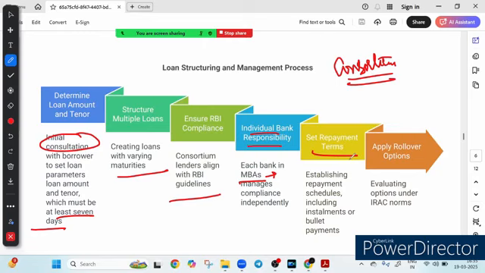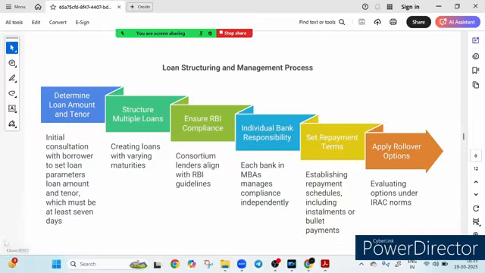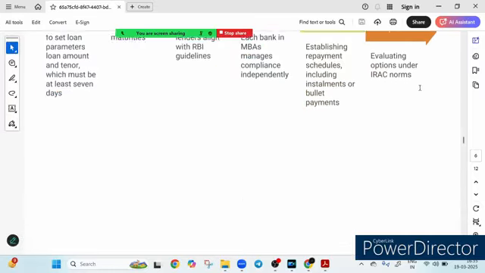Then you set the repayment terms, meaning a fixed repayment schedule, whether via installments or bullet payment, based on borrower need. You know what is the meaning of bullet payment? It means the entire payment will be paid at the end of the repayment term. And finally, apply the rollover option, ensuring compliance with the IRAC norms, income recognition and asset classification norms. A systematic approach like this helps stabilize the borrower's cash flow while keeping the lender's risk in check. So this is how the loan structuring and management process is done.